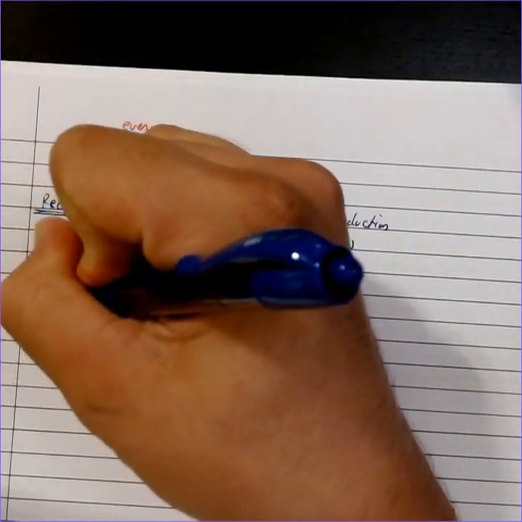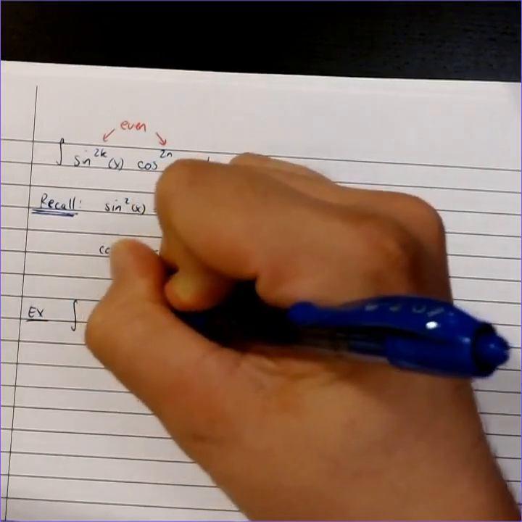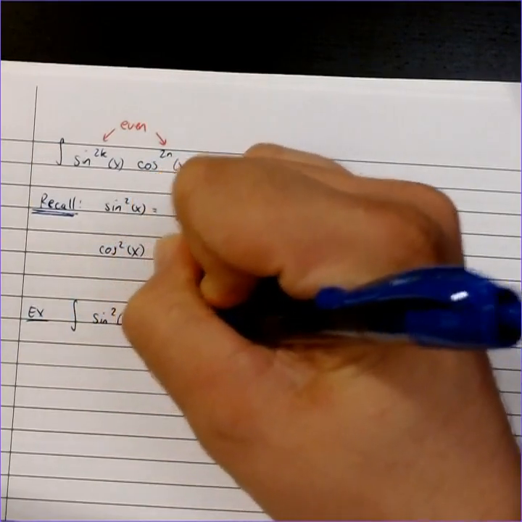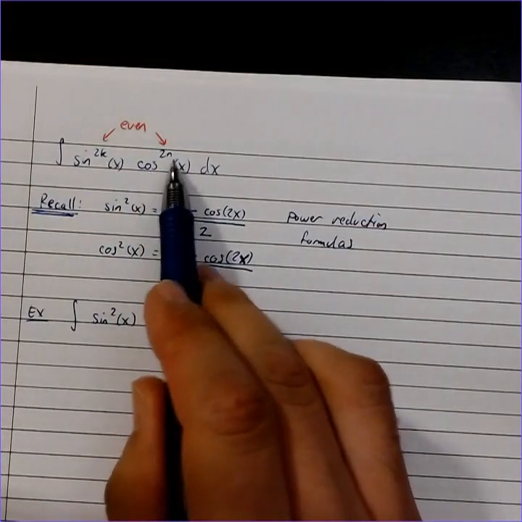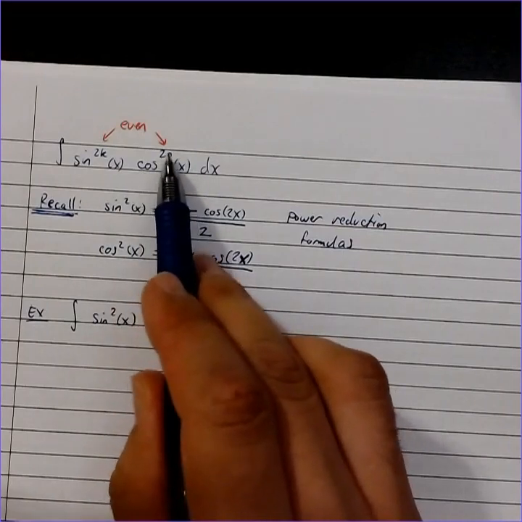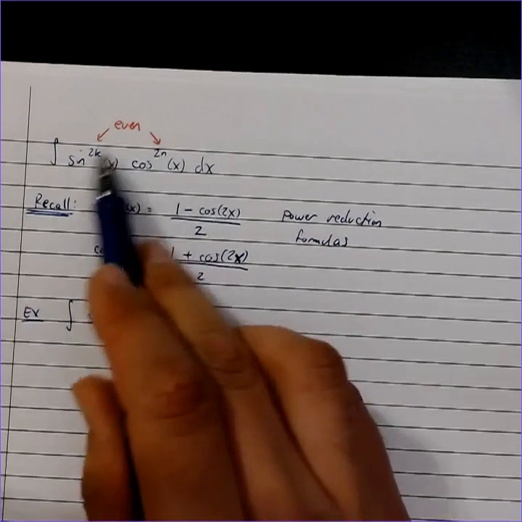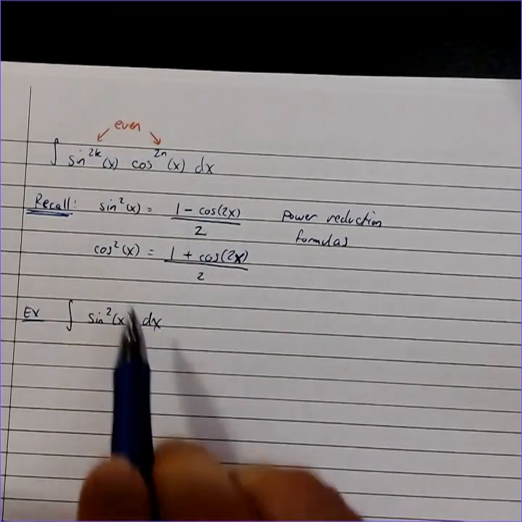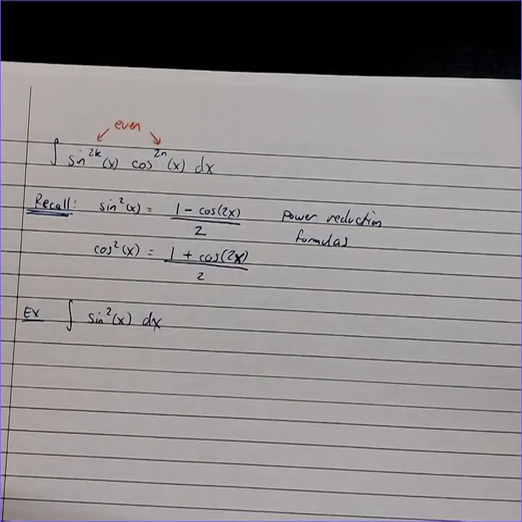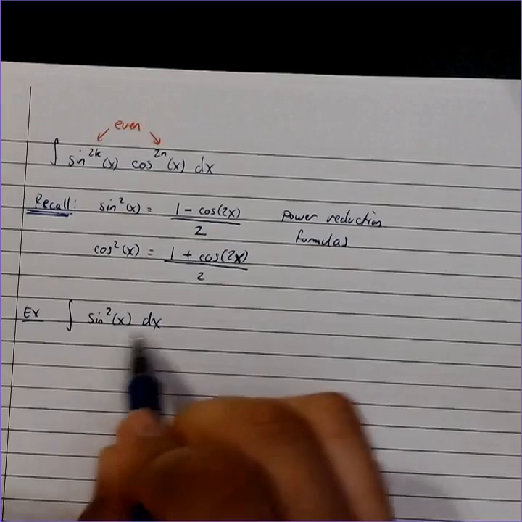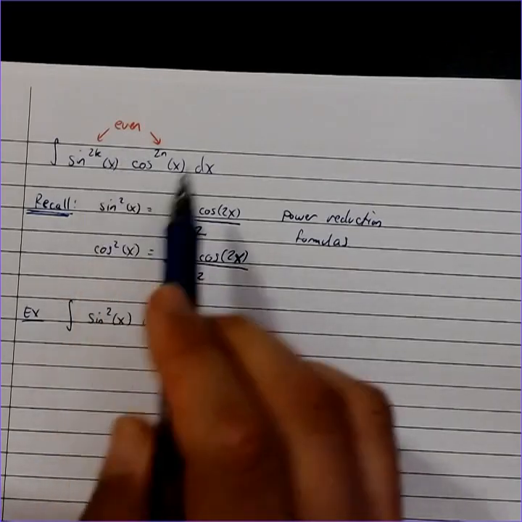So, for example, we might have the integral of sine of x quantity squared dx. Note that we don't actually even have to have cosine of x, because 0 is technically an even number. So cosine to the 0 of x also qualifies for this case. And that's exactly what I have here. I have cosine to the 0 of x, or in other words, I don't have cosine of x as a factor. So I can say, okay, this does qualify in this category. It is one of these cases.